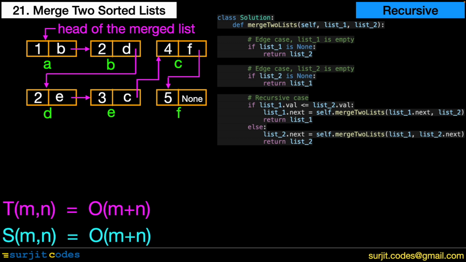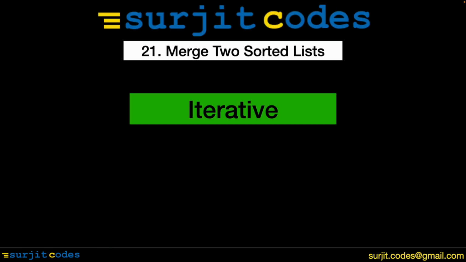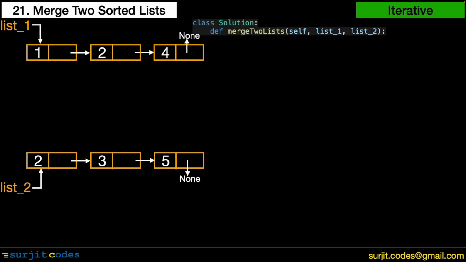There are m plus n calls of the function in the call stack. So space complexity is of the order of m plus n. Now we will write the non-recursive solution for the same problem. Consider the same linked lists.